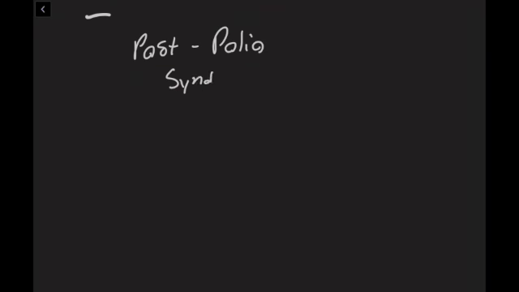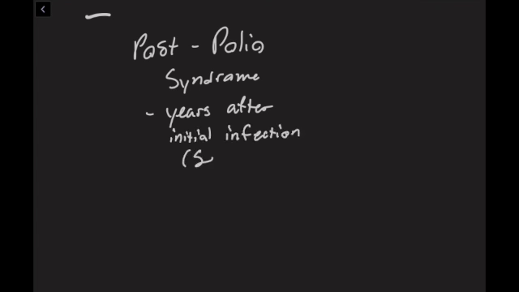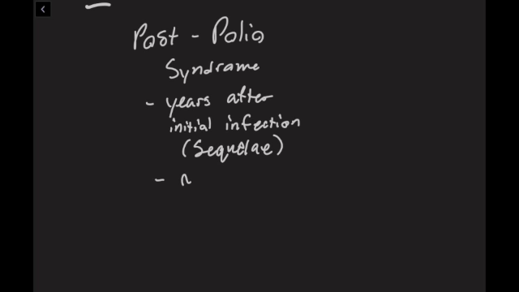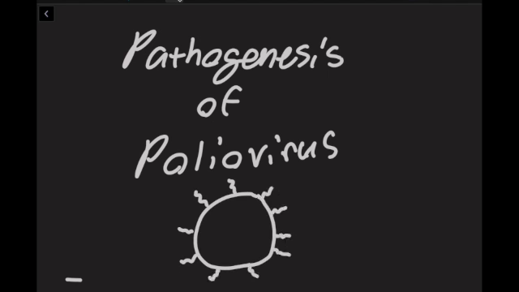Interestingly enough, even folks who fully recover from polio may end up, several years or decades after their initial infection, with secondary disease or sequelae, in which they see new atrophy in muscle with new weakness and perhaps paralysis as well. And that concludes our overview of the pathogenesis of poliovirus.